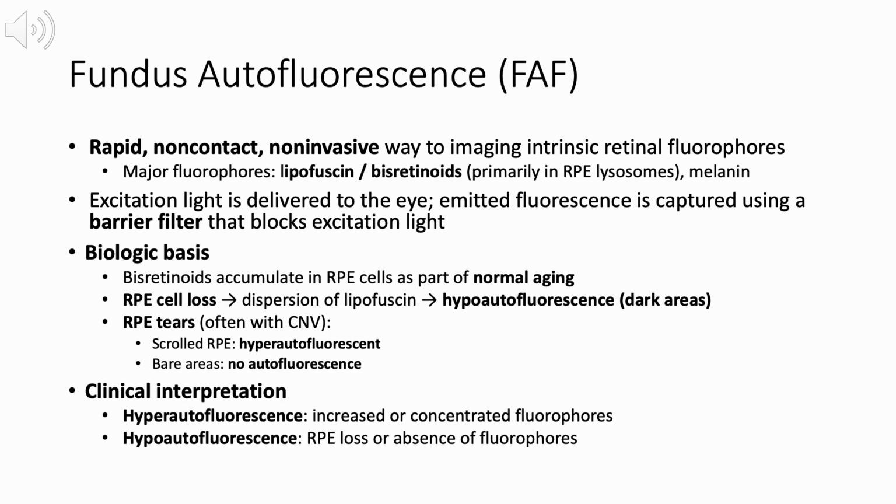The biologic basis of FAF imaging centers on changes within the retinal pigment epithelium. Bisretinoids accumulate within RPE cells as part of normal aging. When RPE cell loss occurs, dispersion or absence of lipofuscin leads to hypoautofluorescence, which appears as dark areas on FAF imaging. In the setting of RPE tears, which often occur in association with choroidal neovascularization, scrolled RPE appears hyperautofluorescent, whereas areas of bare underlying tissue demonstrate no autofluorescence.